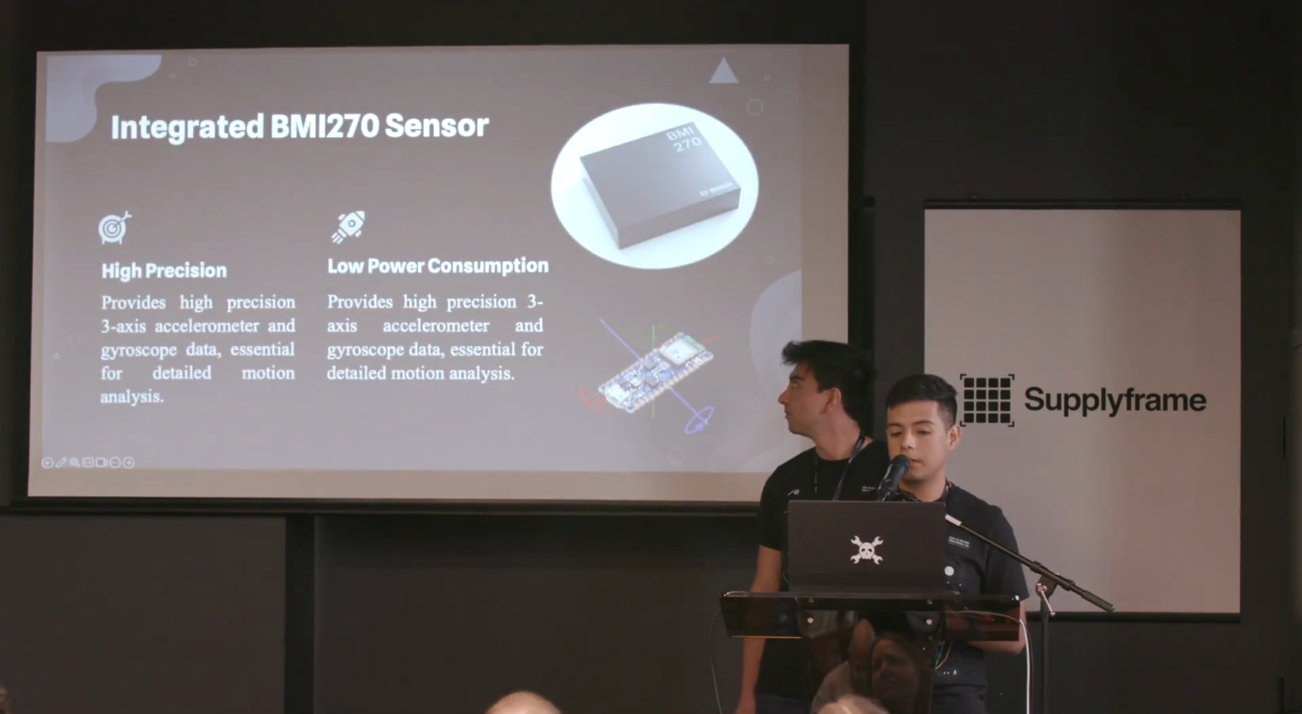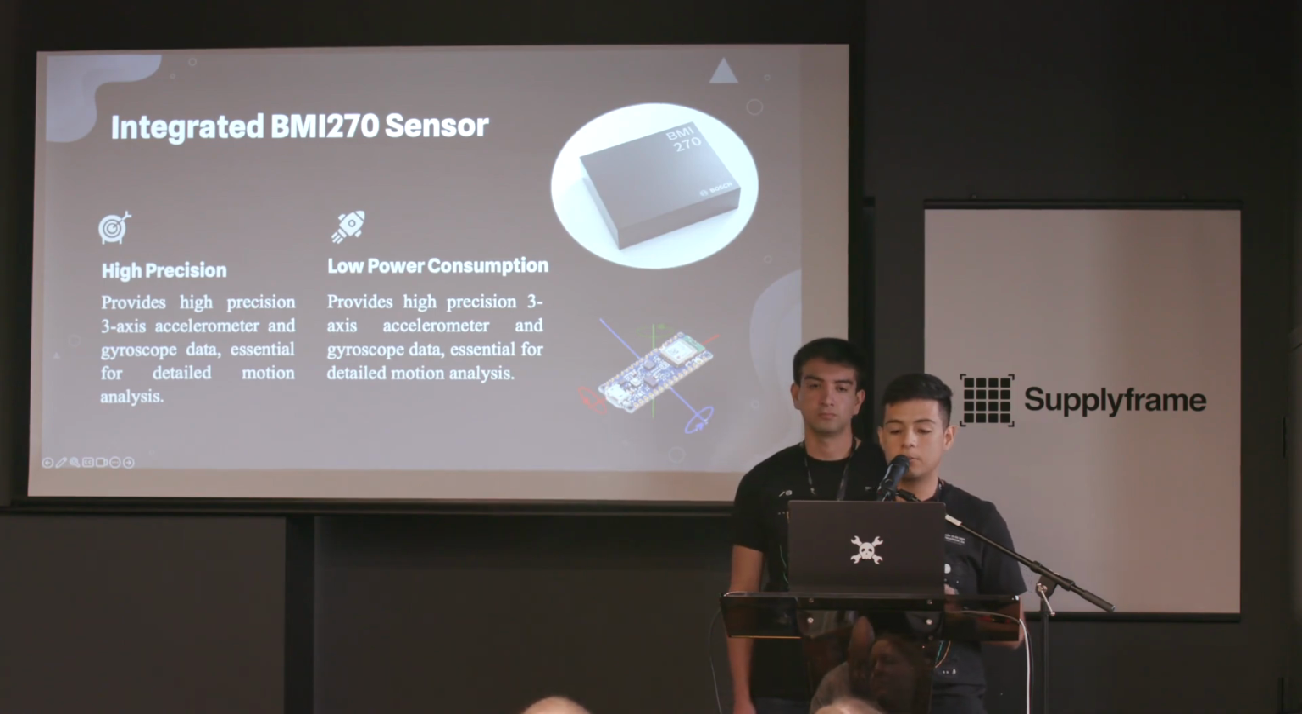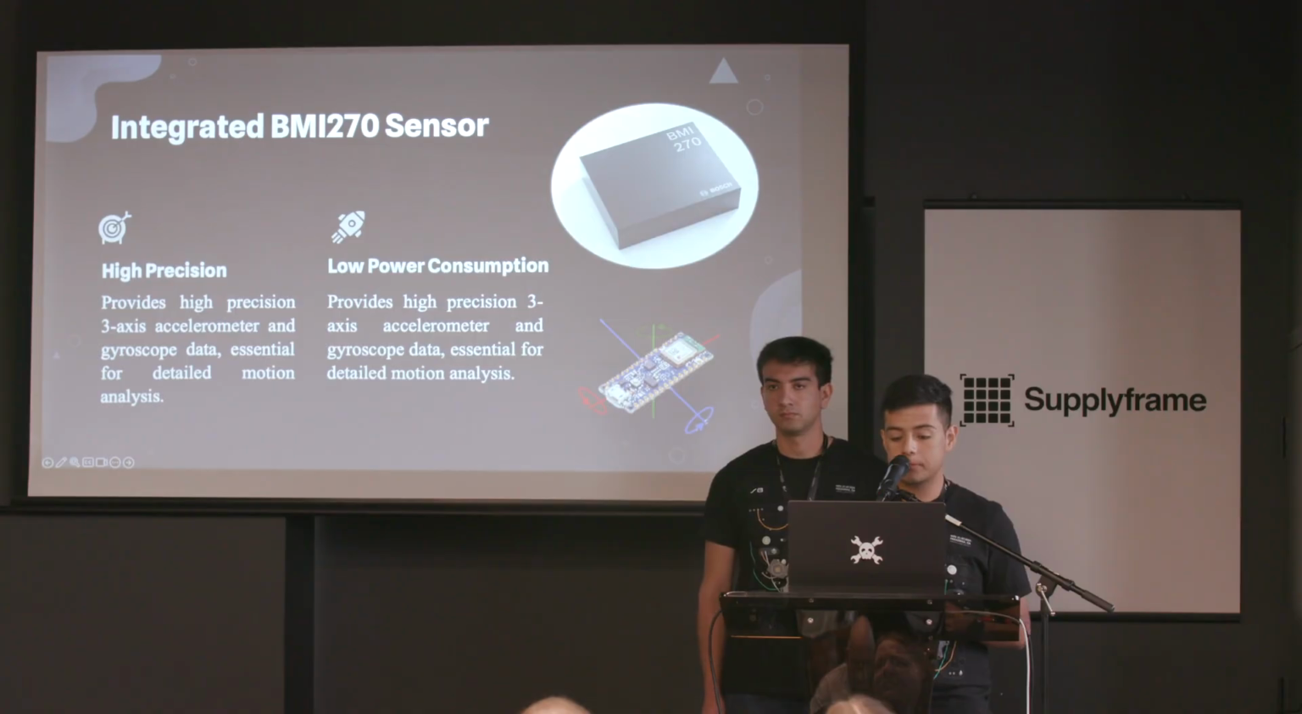More about the integrated IMU: it is a really high precision IMU, and it is composed of a 3-axis accelerometer and a 3-axis gyroscope. It's also interesting because its power consumption is in the microamperes range. And also it's very robust. It's an industrial grade one, and it gives us the accuracy that is required in this kind of field.